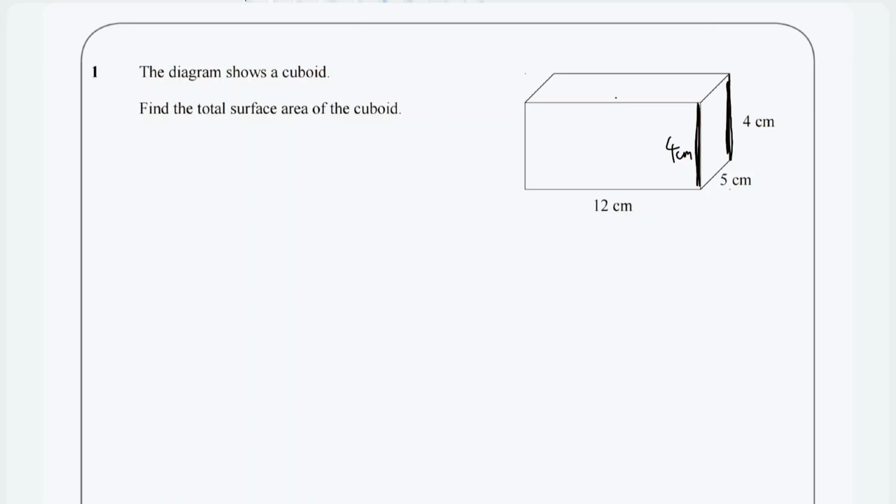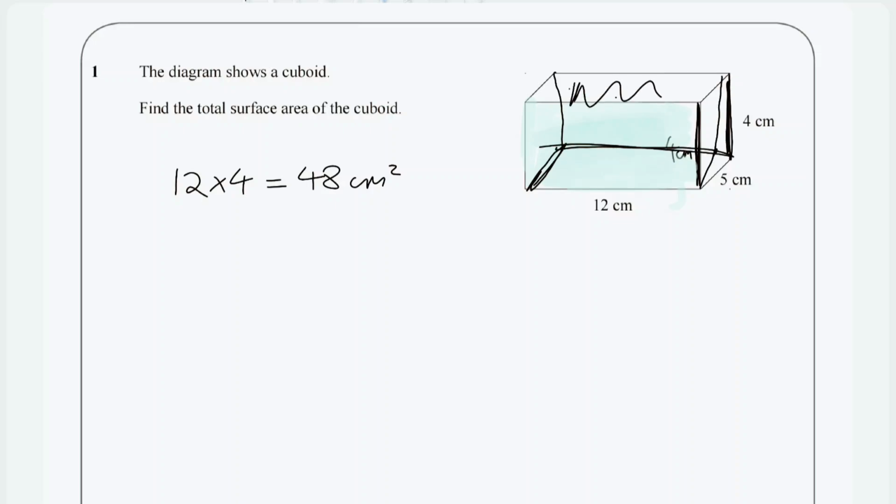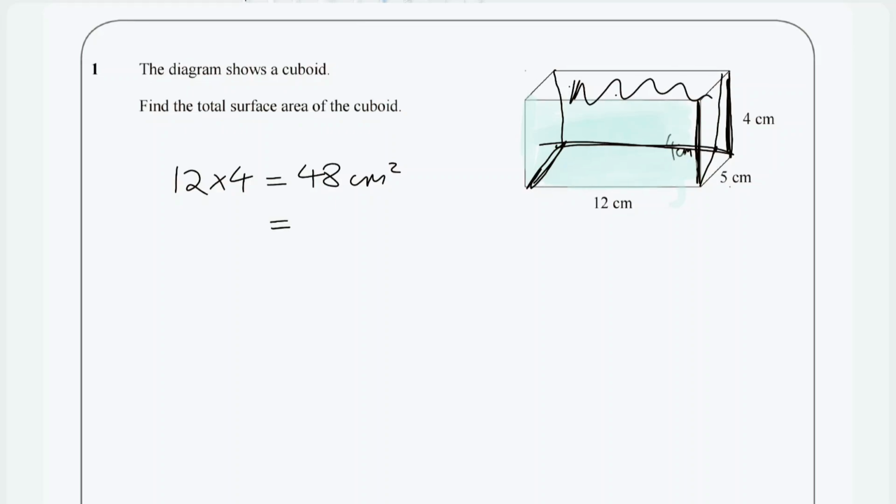First, I will get the area for this part only. So this is 12 times 4, which gives me 48 centimeters square. If this is the front side, there must be a back side too. Let me show the complete shape, something like this. The back side will also be 48, obviously, so 48 plus 48 gives me the total of these.